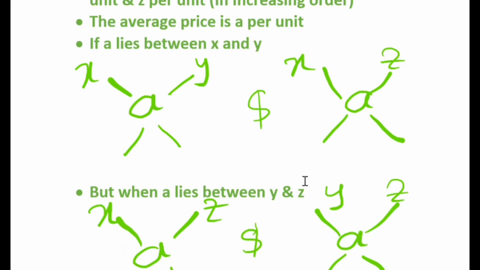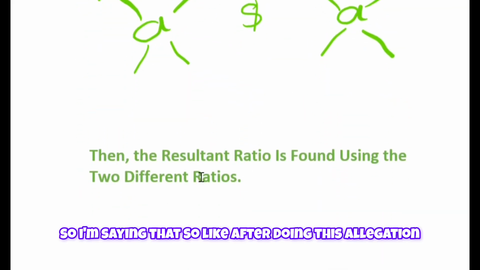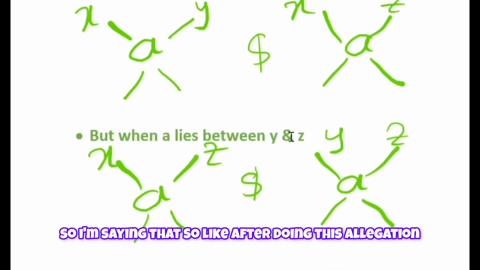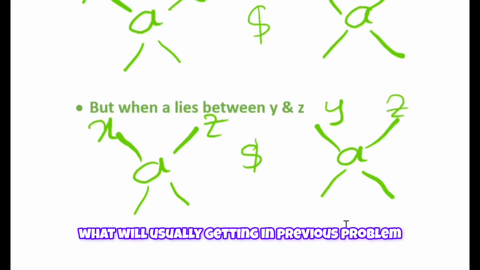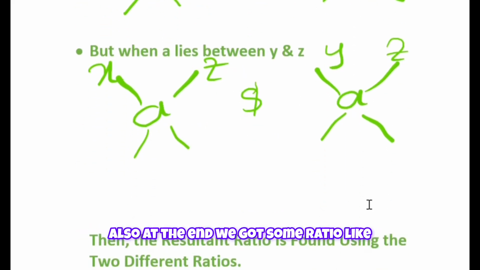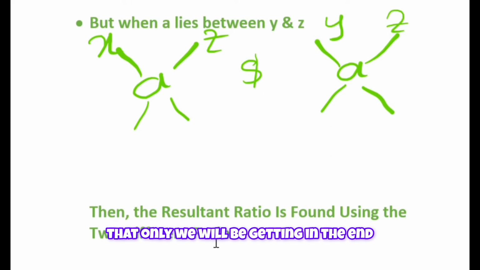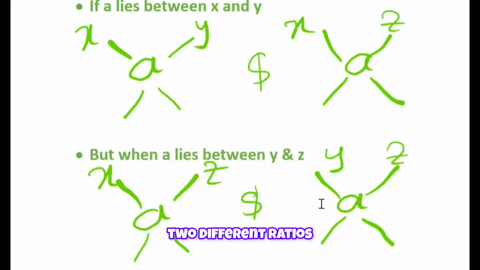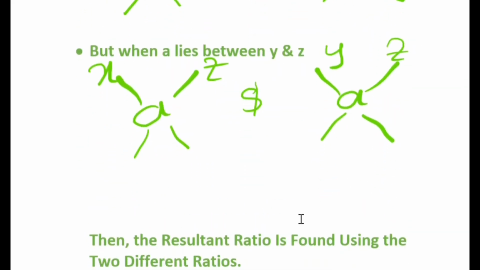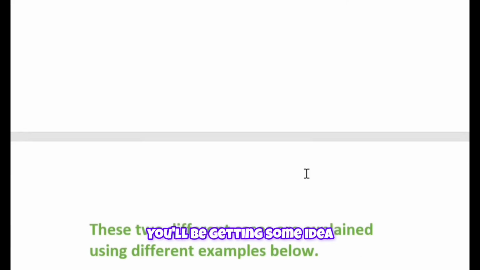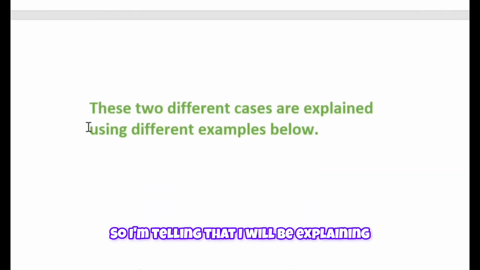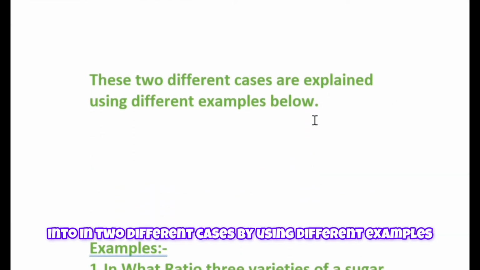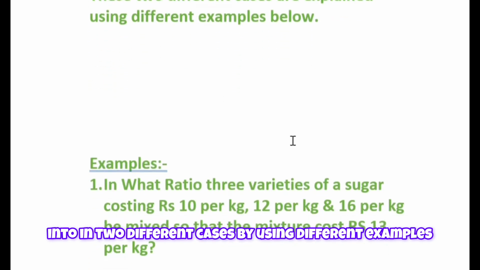After doing this alligation, what we usually get, as in the previous problem also, is a ratio at the end. The resultant ratio will be easily found by using two different ratios. So let's see a couple of examples, and you'll get some idea how to do it. I will be explaining different cases by using different examples.